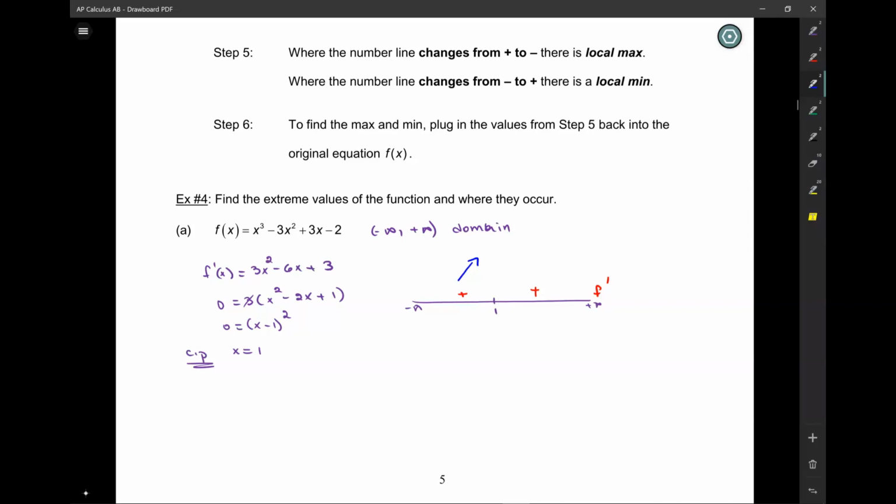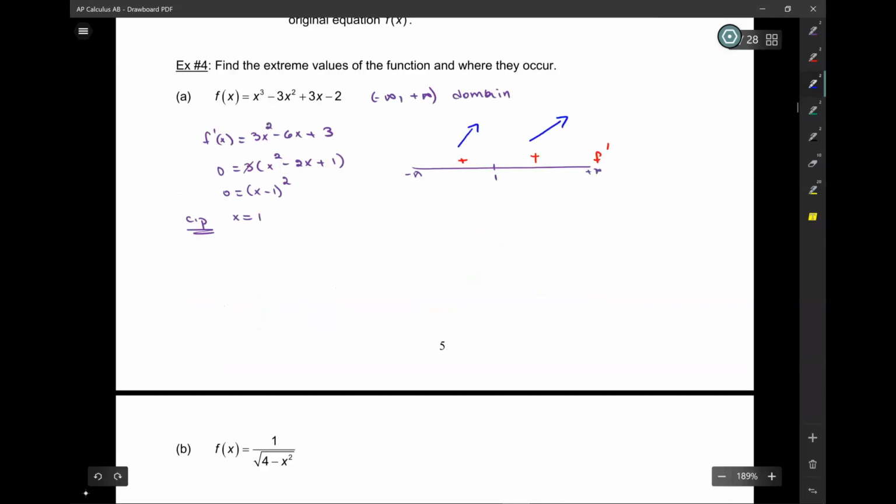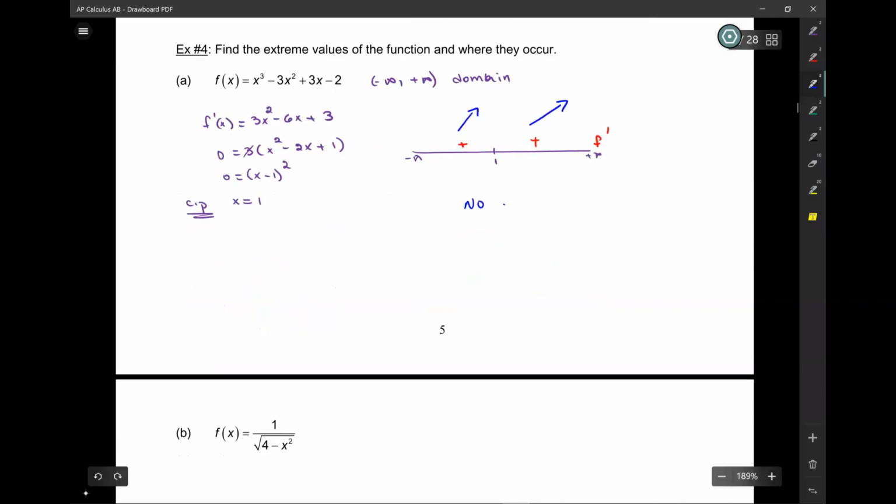In the interval next to it, f prime or slope is positive. It means what is f doing? F is still increasing. Now, because this is just continually increasing, it never turns around, then there are no absolute values. Okay? I'm sorry, no extreme values.